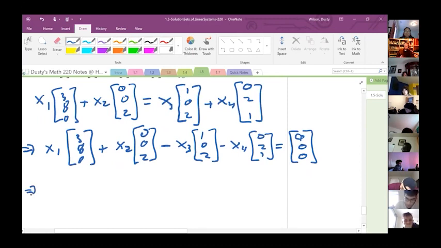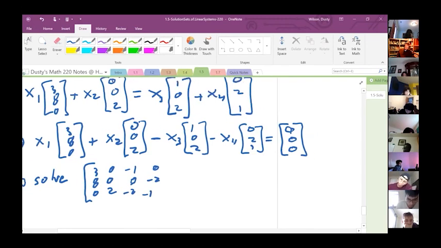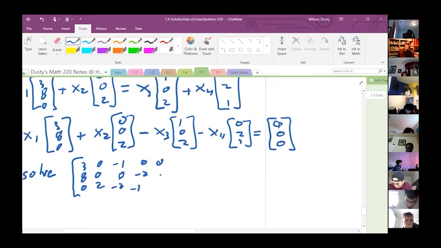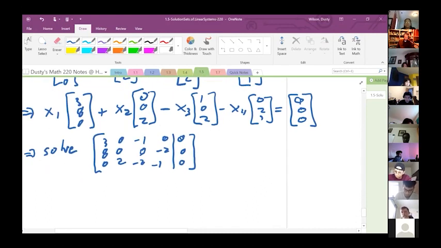So we could turn this thing into a system. We need to solve the augmented matrix. It looks like 3 8 0, 0 0 2, -1 0 -2, 0 -2 -1, and 0 0 0. I'm not planning on doing this by hand. So at this stage, we can just dump this thing into our calculator.